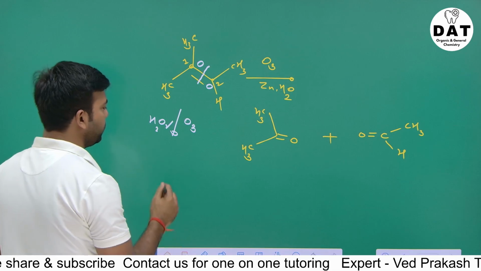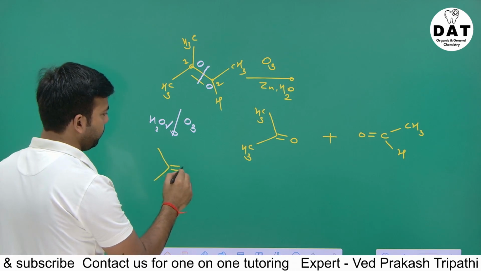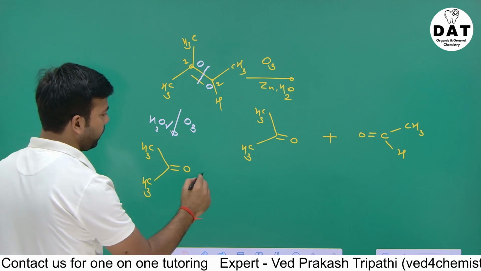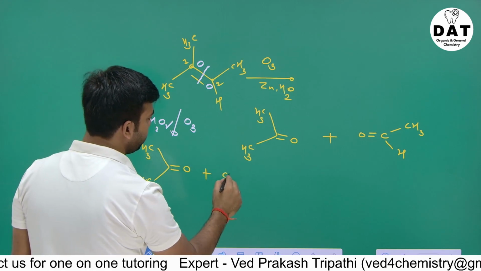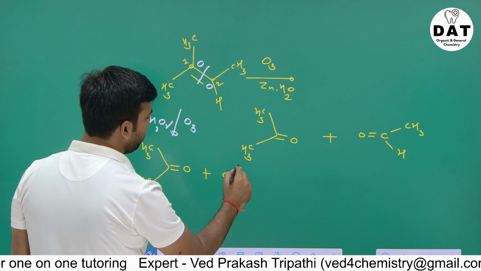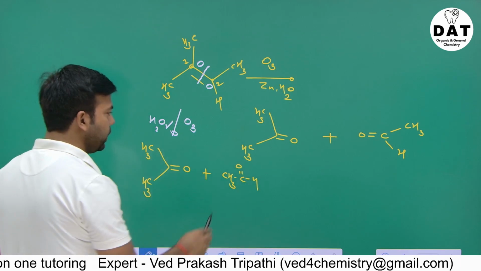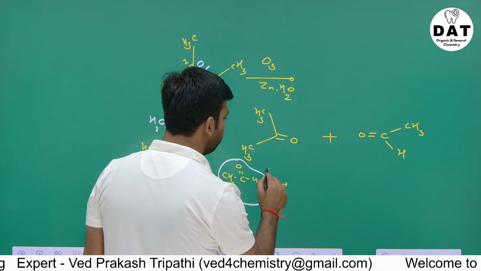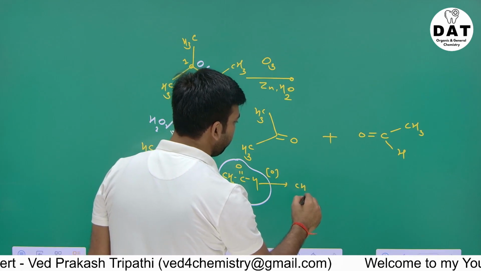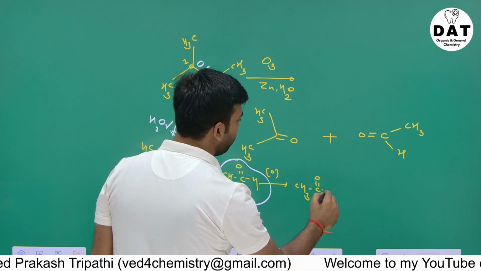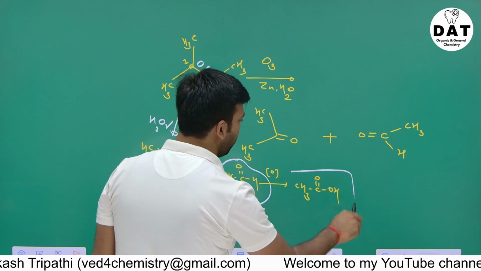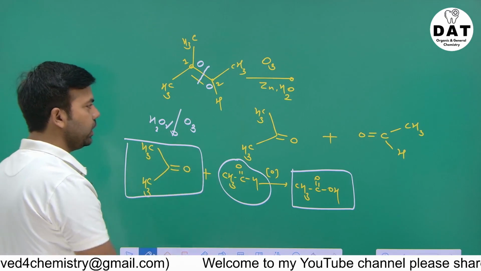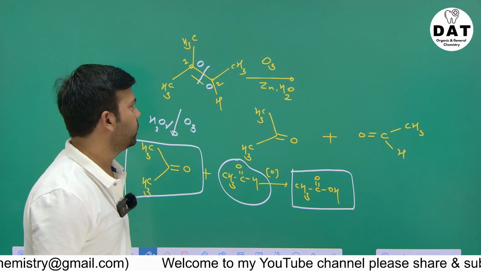The first step is quite the same, CH3, CH3, and this one is CH3CHO. You can see this is an aldehyde. So the aldehyde is further oxidized to give you an acid. So CH3C double bond OH. So these two are the final products. One is a ketone molecule and one is an acid in oxidative ozonolysis.